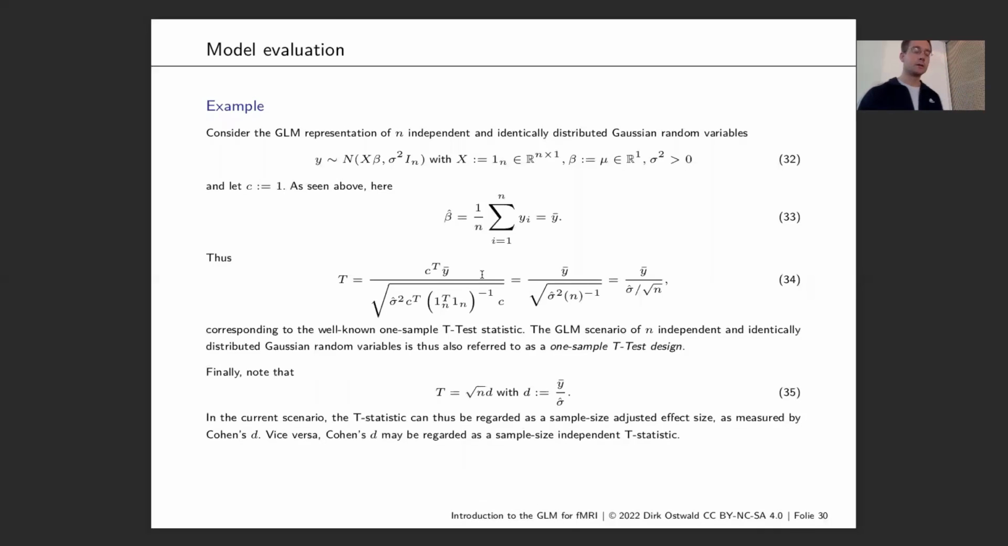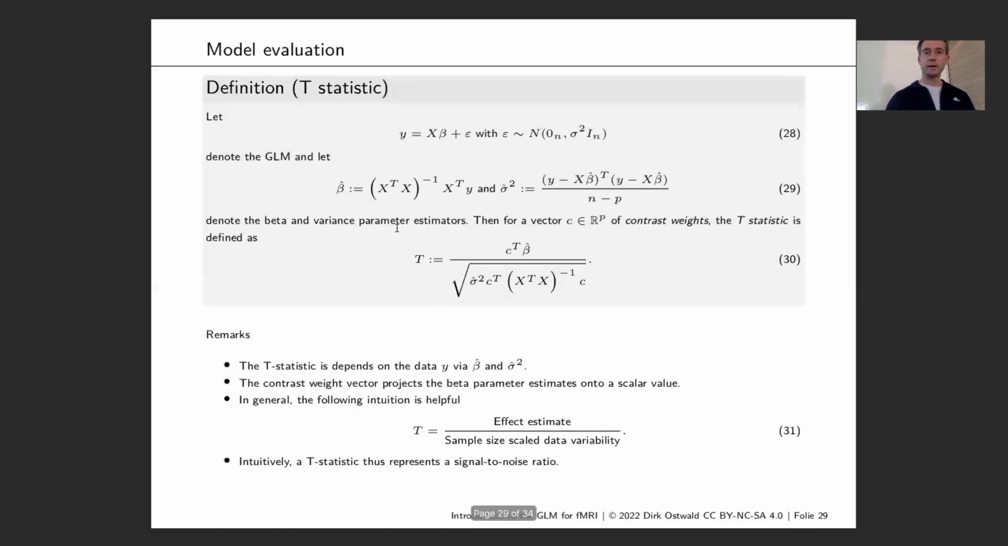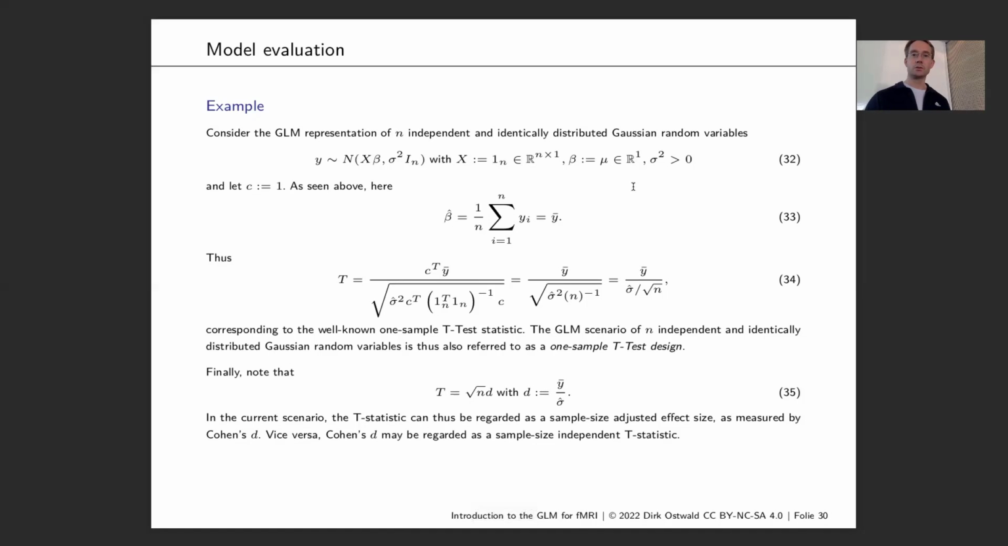If we look at that for the one sample t-test design, one can make this a little bit more concrete. So here we have again the one sample t-test design, and we just saw that our beta hat parameter is the sample mean, so that's our y bar. And our variance parameter is just our variance parameter. Now if we define C to be a p-dimensional vector, where p in this case is just 1, and we define C to be just the number 1.